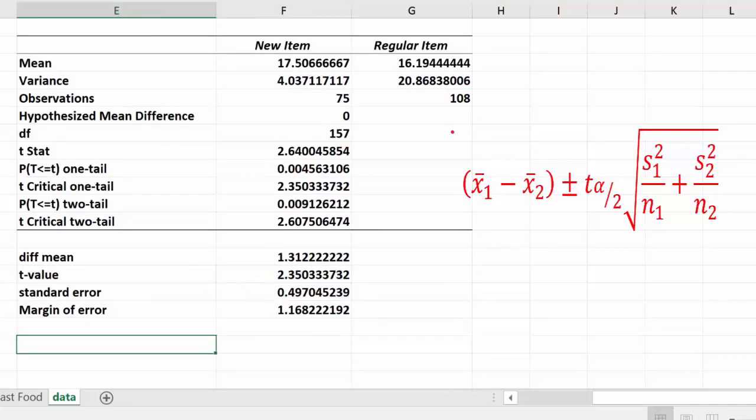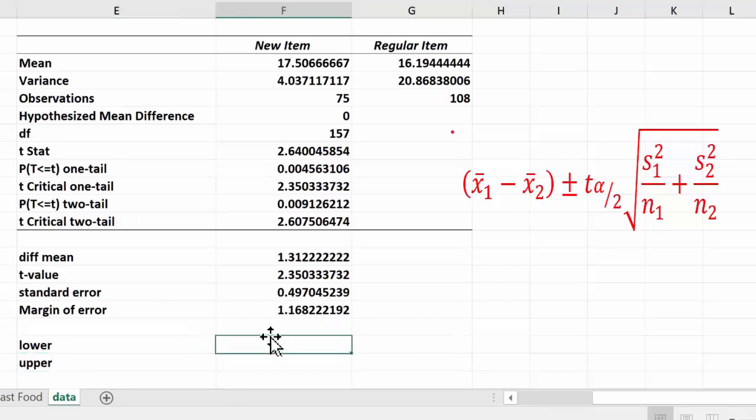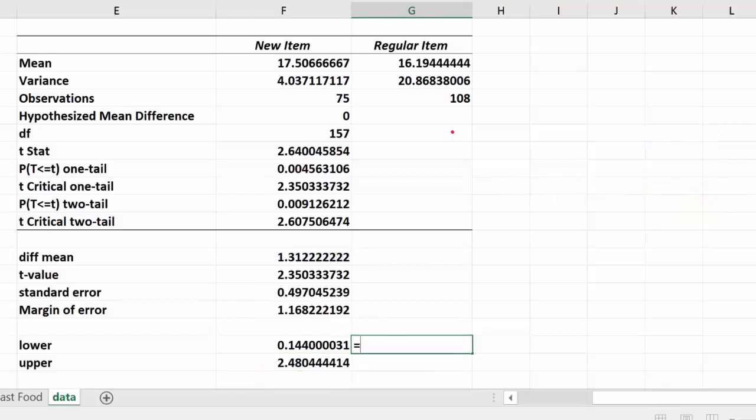Now we are ready to calculate the lower bound and the upper bound of the 98% confidence interval, which is the mean difference minus the margin of error and the mean difference plus the margin of error. We can make our life much simpler if I multiply this value by 1,000 when I'm talking to people about what we have gotten from our analysis. What our analysis has shown is that the new item will sell more than the regular item, and it can sell by as much as 144 or as much as 2,480 or anything in between.